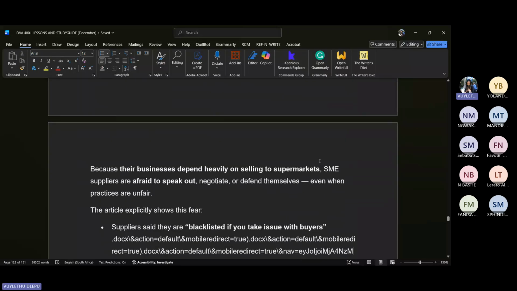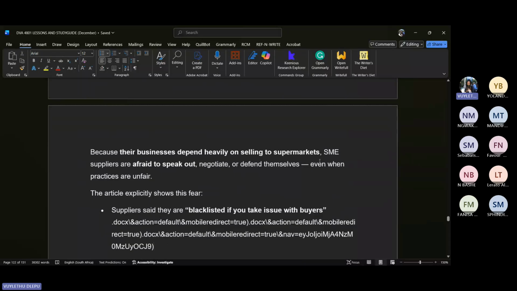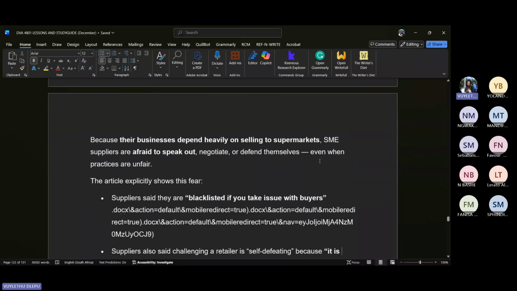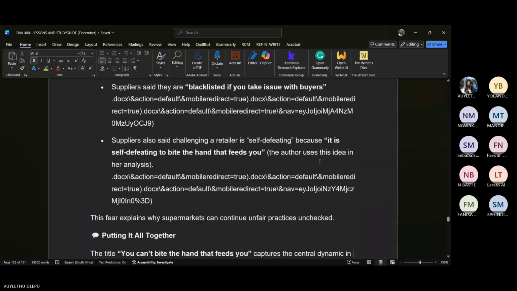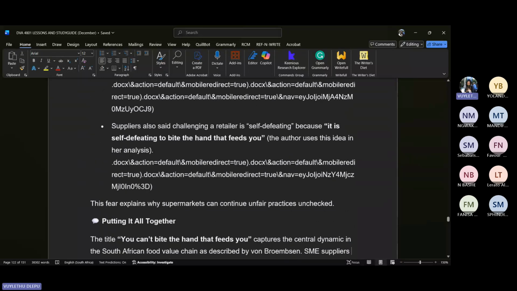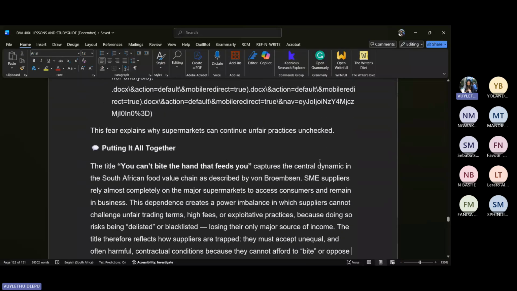So the Van Broomsen article explicitly shows this fear: suppliers said that they are blacklisted if you take issues with buyers. Suppliers also said challenging a retailer is self-defeating, because it is self-defeating to bite the hand that feeds you. The fear explains why supermarkets can continue unfair practices unchecked. So, like I said, I asked it to summarize what it means: you can't bite the hand that feeds you.